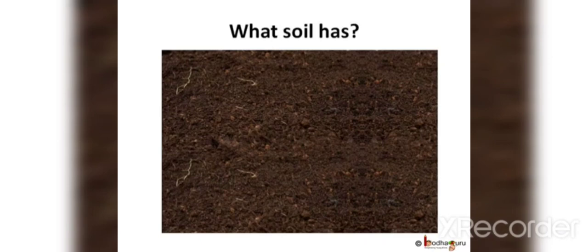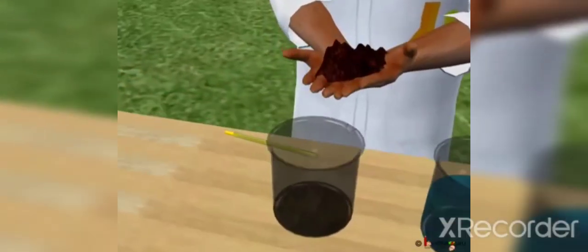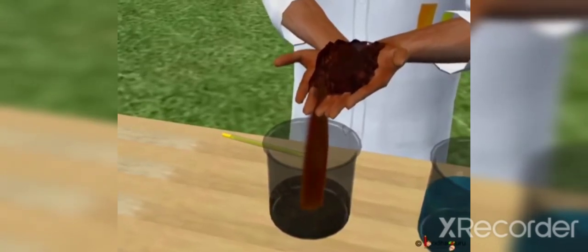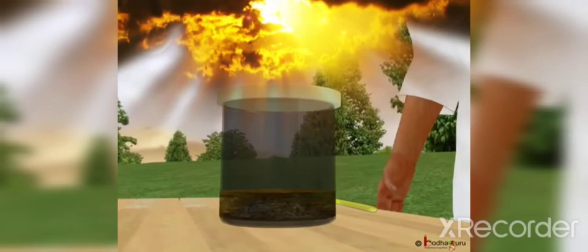Let us take a little fertile soil from a garden and find what it has. First, we take the soil in a container and cover it with a lid. Then we heat the container. If the sunlight is intense, we can also keep the container outside in direct sunlight for a few hours. Then we open the lid. Look, there are drops of water on the lid.